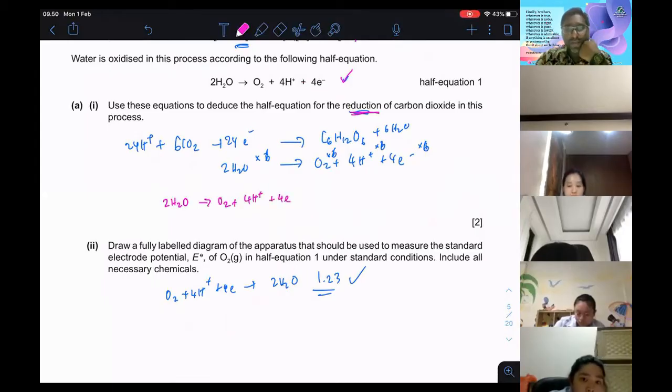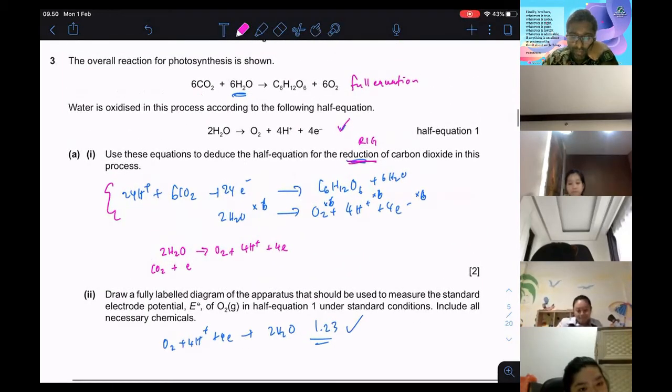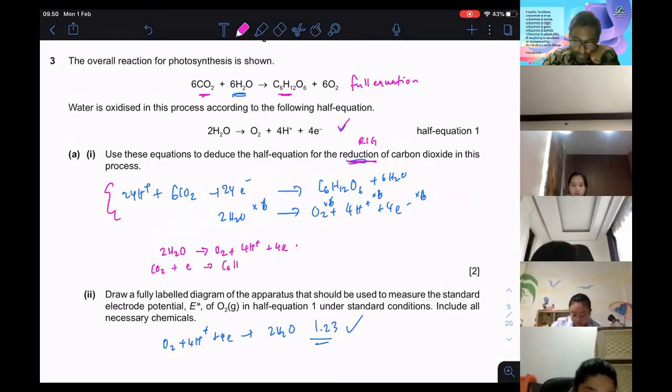Then, just ignore this first. Based on the question, I know that they want to reduce carbon dioxide. So it means that carbon dioxide must be reduced. Reduce means gain of electron, so it must be gaining the electron. And I know that when I add these two equations, I need to get something like this. So I have carbon dioxide. So I need C6H12O6 because it's not available in my first equation. So I know maybe it will give you C6H12O6. So these are the information roughly I have for now.